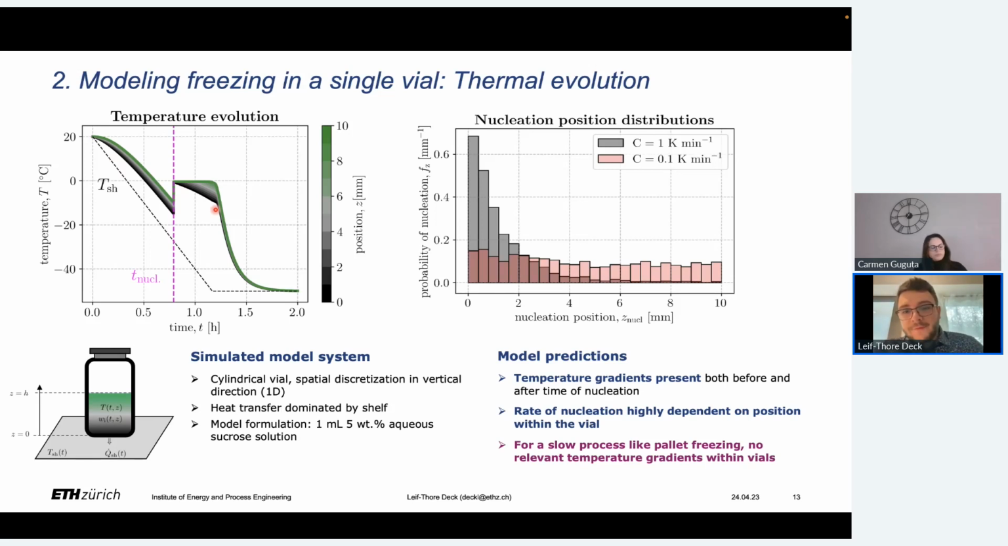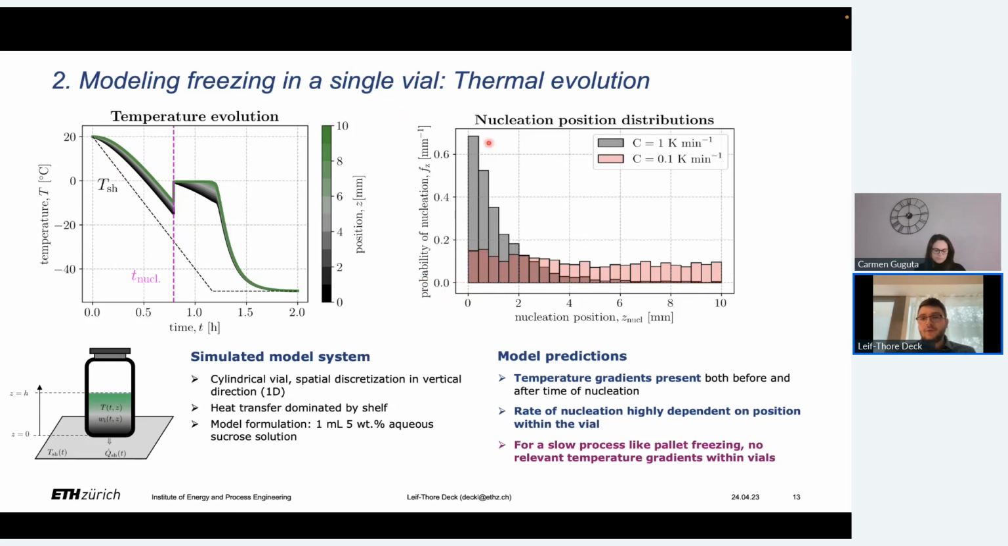What we can do with this model is we can actually calculate the likelihood that nucleation happens at different positions. So this is now a figure that shows you 10,000 simulations of this process where nucleation happened. We have nucleation position, 0 is bottom, 10 millimeter is top, and probability of nucleation on the vertical axis.